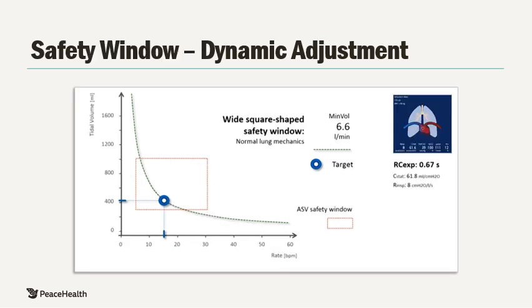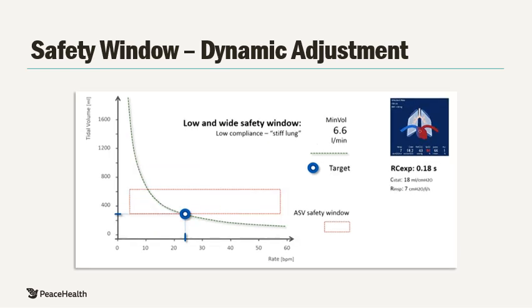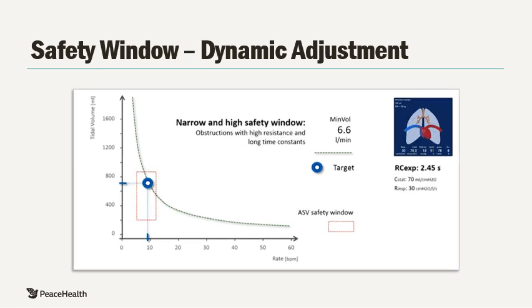The safety window itself also indicates the patient lung condition. With normal lung mechanics, the safety box will be relatively square. Now here we see a restrictive lung with a short expiratory time constant, which results in a safety window that is short and wide, indicating a lower tidal volume range and a higher respiratory range within the window. Here we see an obstructive lung with a long expiratory time constant. This results in a safety window that is tall and narrow, indicating a higher tidal volume range and a lower respiratory rate range within the window.